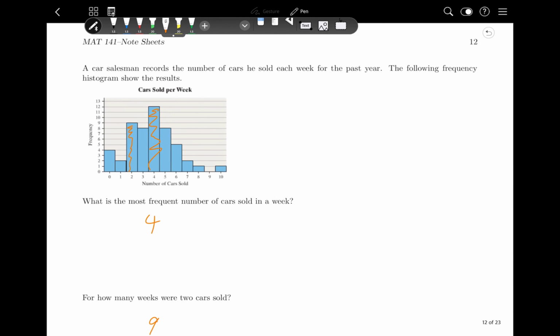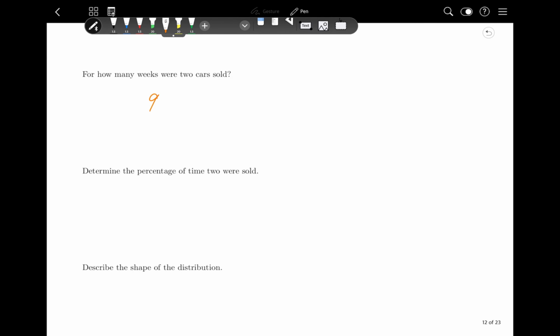Determine the percentage of time 2 cars were sold in a week. Well, that means we need to take 9 divided by the number of weeks in a year, which is 52, times 100%.